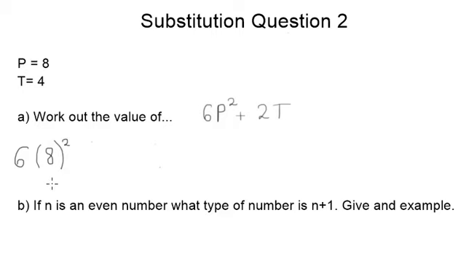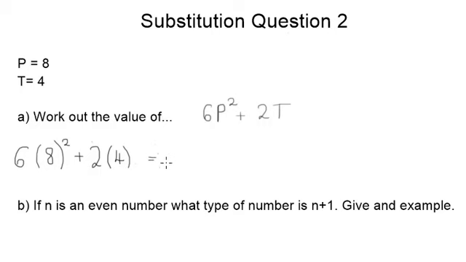Notice here that I put this into brackets just to separate it out a little bit. Plus 2 times our t, which is 4. Here, notice that I'm also saying times, because remember when letters and numbers are next to each other in algebra, it means that they're timesing together. So we can simplify this even further.